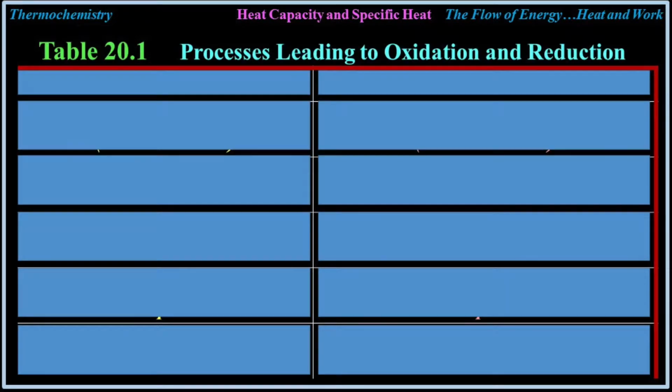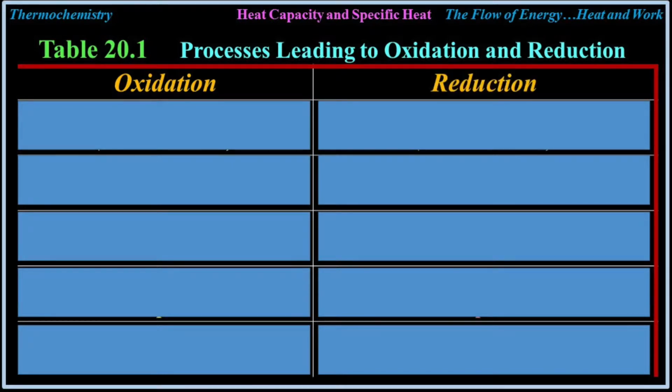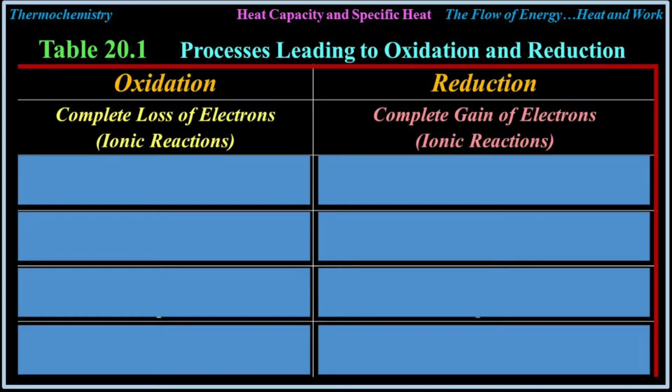This is table 20.1, processes that lead to oxidation and reduction. So I'll take the blue rectangles off slowly, and we have oxidation and reduction, and look at each one and see how they're connected, and I'll let this run until it ends.